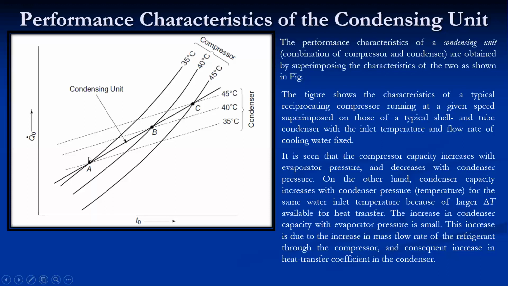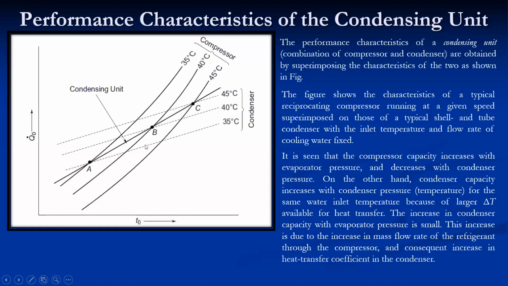That's why the condenser cooling capacity also increases. This is one thing. Secondly, for a particular evaporating temperature, as the condensing temperature increases, the cooling capacity increases substantially. And this is because, suppose here the condensing temperature is 35 degrees Celsius for this evaporating temperature, with a fixed water inlet temperature. Water inlet temperature we are considering as, suppose, 30 degrees Celsius. So the delta T is 5 degrees Celsius here.